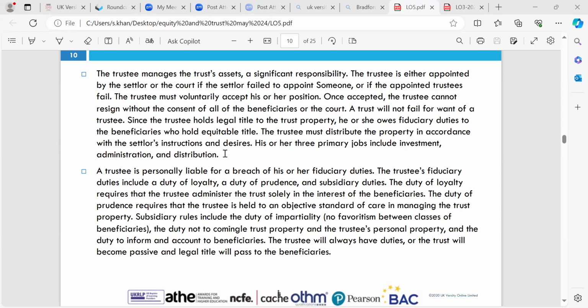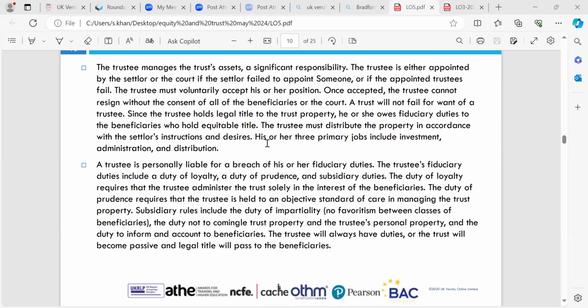Since the trustee holds legal title to the trust property, he or she owes fiduciary duties to the beneficiaries, as we mentioned earlier, who have the equitable right. The trustee must administer the property in accordance with the settlor's instructions and desires. His or her three primary jobs include investment, administration, and distribution.